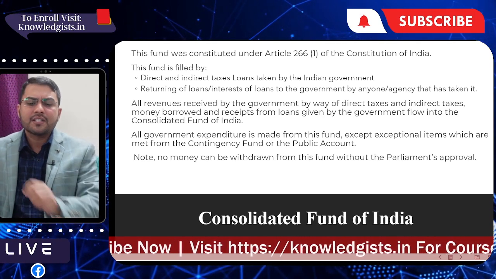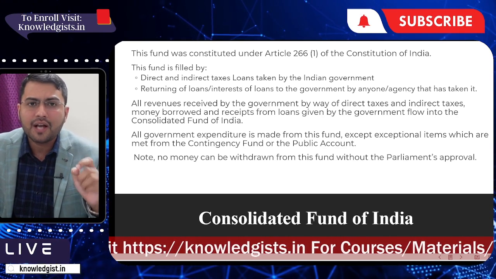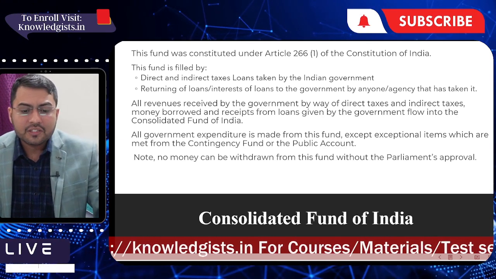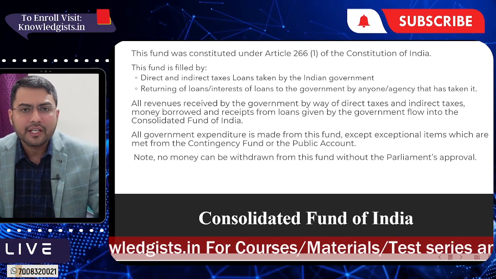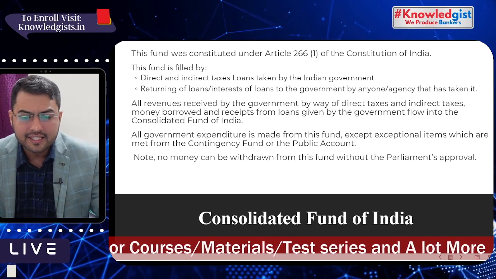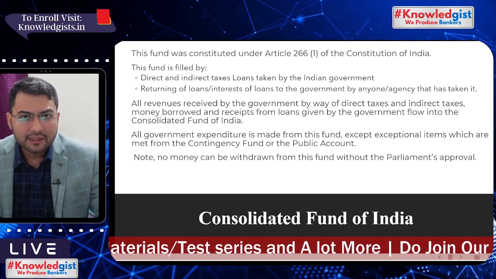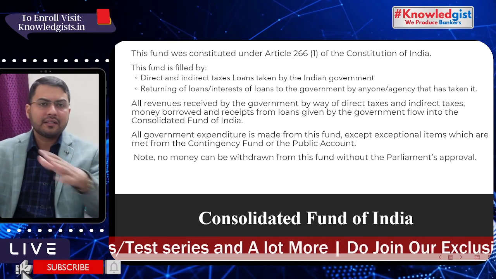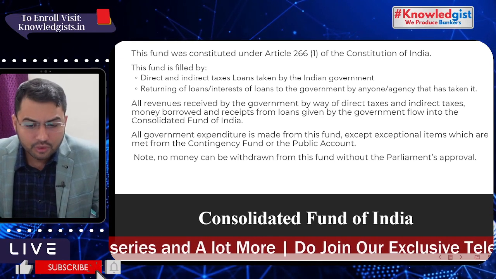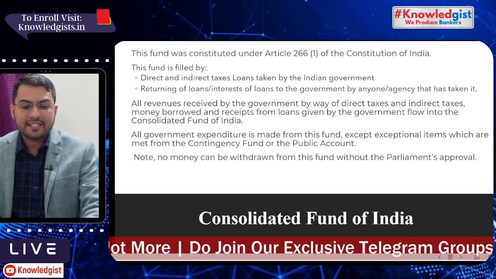Yes, this fund was constituted under Article 266 subsection 1 of the Indian Constitution. And this fund is filled by where does the money come from? It comes from direct and indirect taxes and loans taken by the Indian government. And how is the money spent from this fund? By returning of loans and interest on loans to the government by anyone or any agency that has taken it.